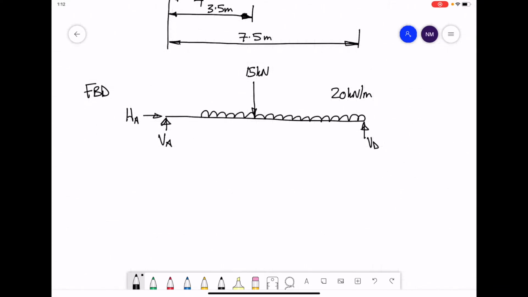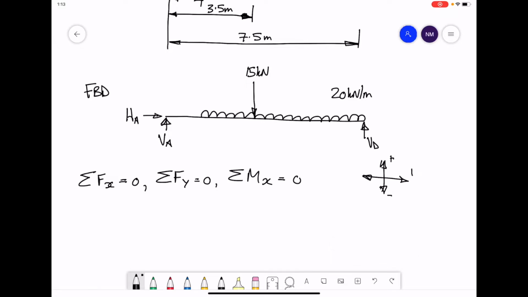With this free body diagram, we can then apply our three equations for equilibrium. All the forces in the x direction must add up to give you 0, all the forces in the y direction must add up to give you 0, and the moments about any point must add up to give you 0 as well. Remember the sign convention. Forces going up are positive, down are negative, to the right are positive, to the left are negative, clockwise moments are positive, anti-clockwise are negative moments.